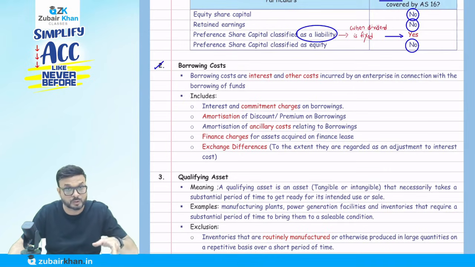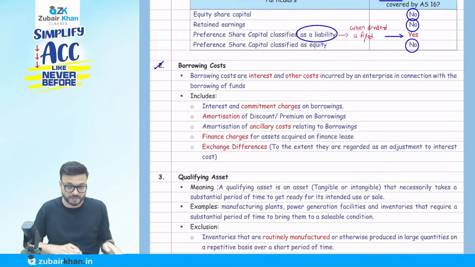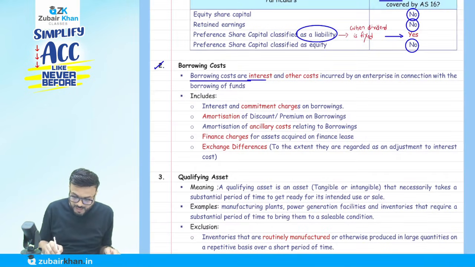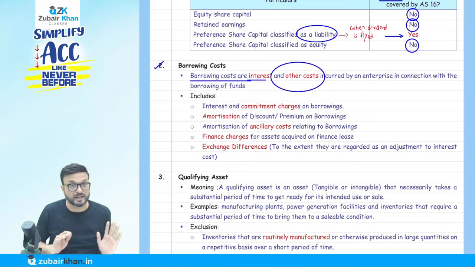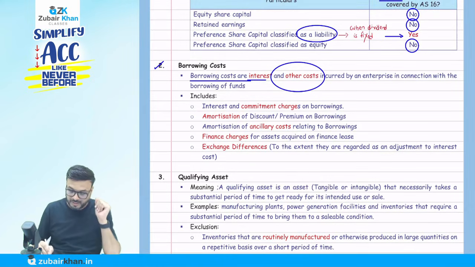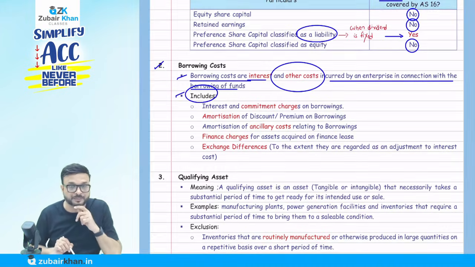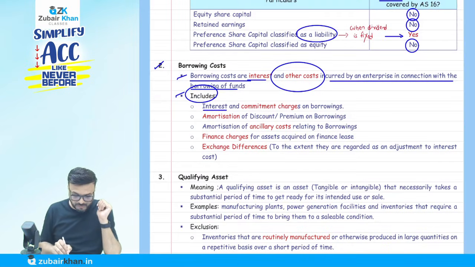There are some other things also that are covered under borrowing cost. The term borrowing costs are interest and other costs. So what do you mean by other costs? We'll discuss. Incurred by an enterprise in connection with the borrowing of funds. So what it includes, one by one. It includes interest. Yes, that is very common.